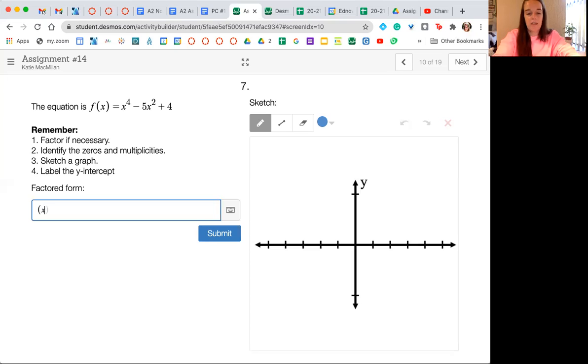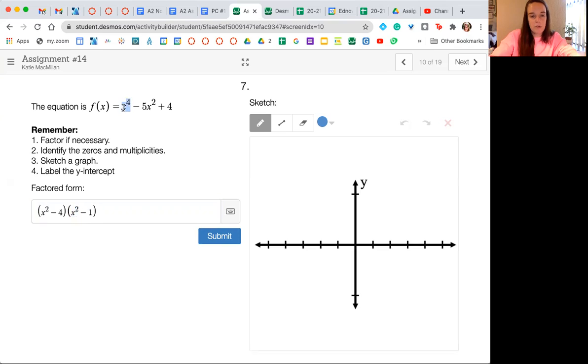So I'd say, okay, I have x squared minus 4 and x squared minus 1. This x squared times x squared would give me x to the 4th. X squared times -1 is -1 x squared. -4 times x squared would be -4 x squared. So -1 and -4, that would make the -5. And then -4 times -1 would give me the +4. So I know that this is correct.